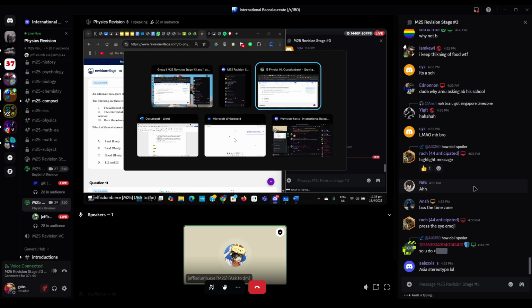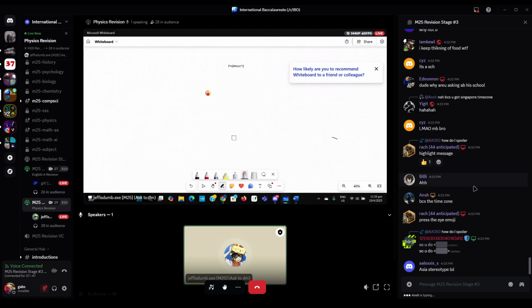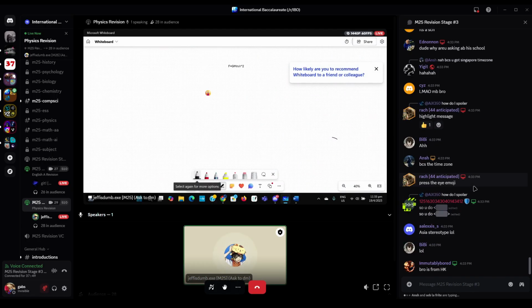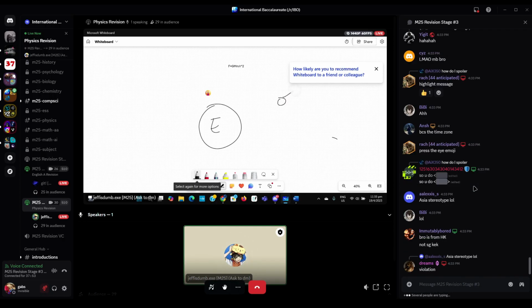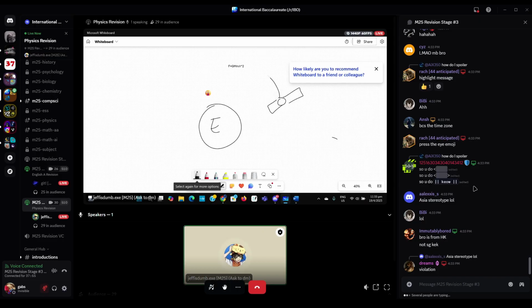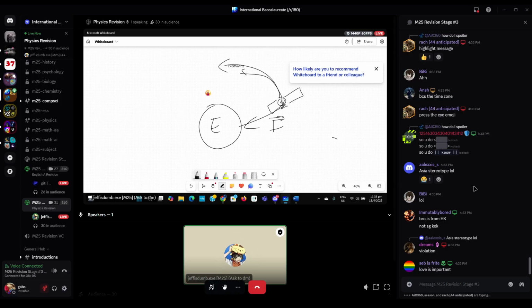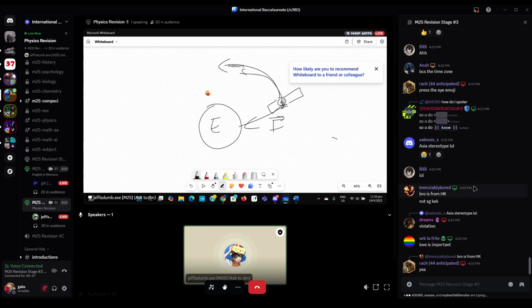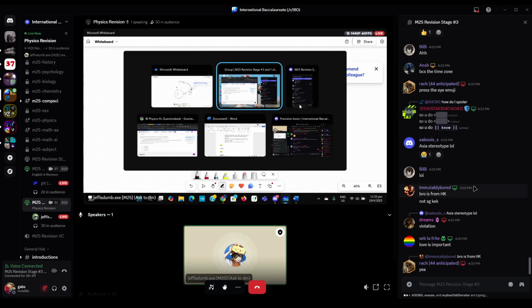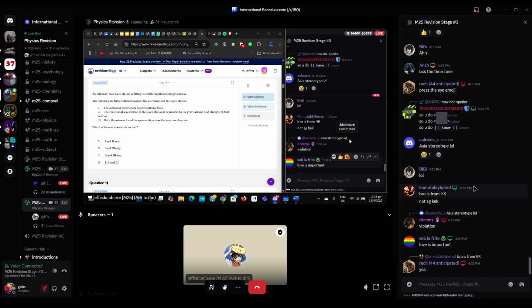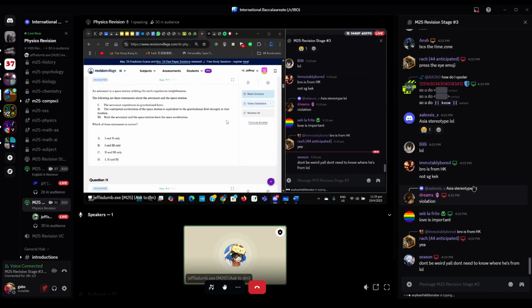Just as a simple illustration, here is the Earth, and you have a satellite here. As the satellite orbits the Earth, the astronaut inside also orbits the Earth. So the astronaut also experiences a force from the Earth. So that's the simple explanation to why one is wrong. Does everyone get it?